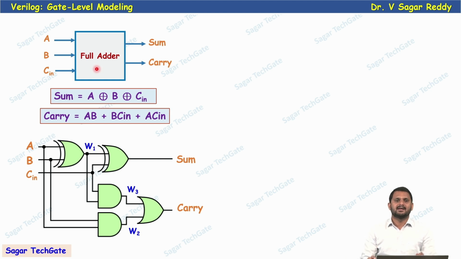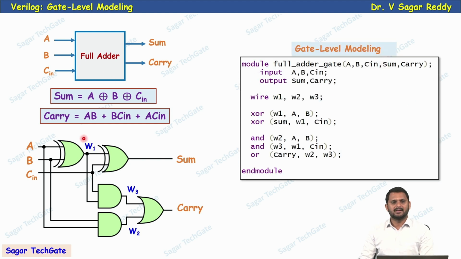If you have a gate level diagram, then you can write Verilog code by seeing that circuit. Now see, this is a module, full adder gate, having inputs A, B, Cin, sum and carry. I am declaring A, B, Cin as inputs, and sum, carry as outputs. Already we discussed this wire concept. If you want to interconnect these gates inside this module, then you use signals W1, W2, W3 as wire types. We should declare these signals prior to use. Those are the wire types. Now one output of this gate is connected to the input of another gate.